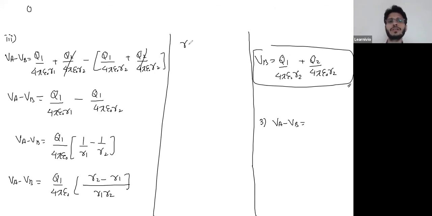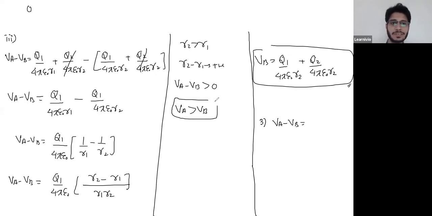Now, since the radius of the outer sphere is greater than the radius of the inner sphere, you can say that R2 minus R1 is positive. If it is positive, that means VA minus VB is greater than 0. That means VA is greater than VB. This is an important result.